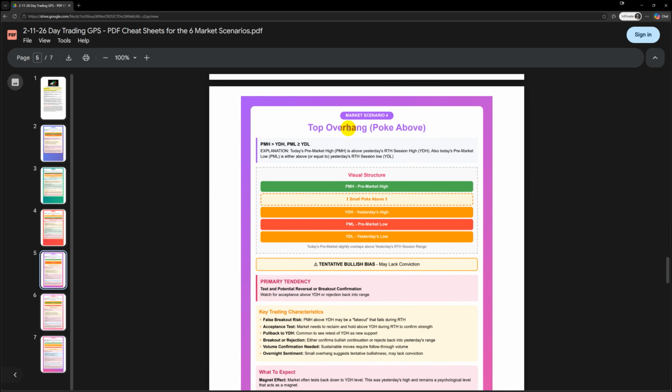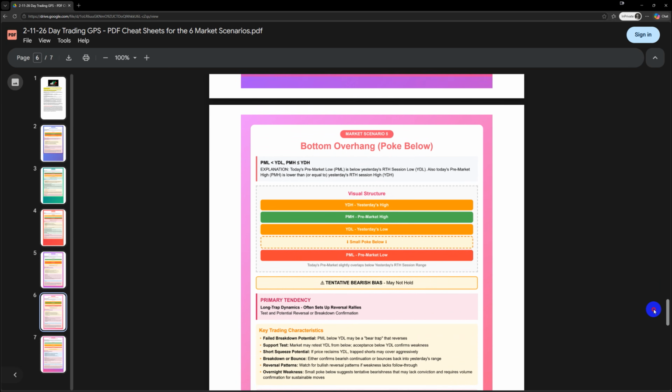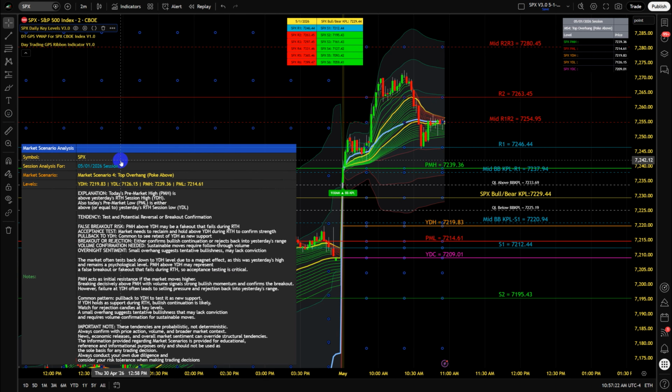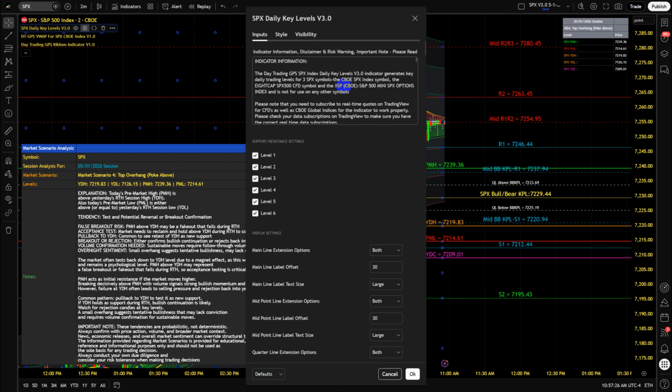And here's today's market scenario 4. And then we also have market scenario 5. And then we have market scenario 6, which spans both sides wide pre-market. So this is the most volatile of all of the market scenarios. Okay, so now we'll turn this off and we'll get into the trades of today.